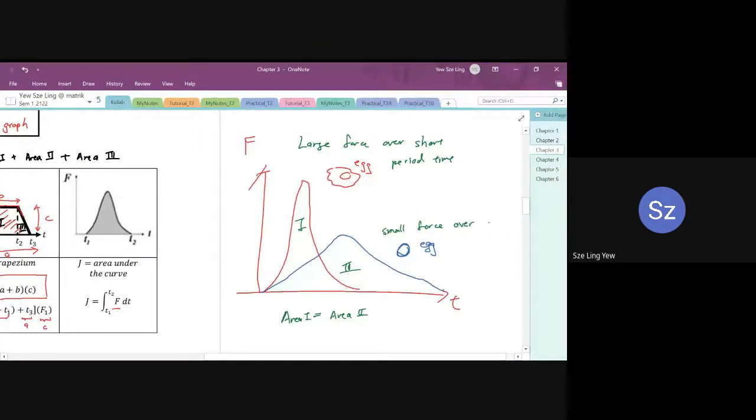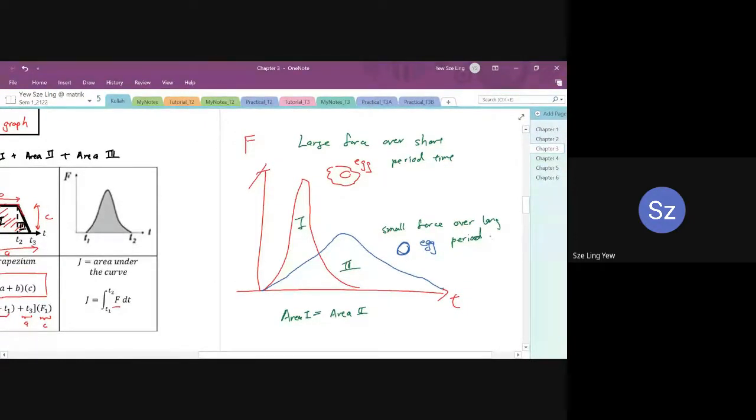Okay, over a long period of time to land on its surface. So for example, now you wrap an egg with bubble wrap. Then that is the case for the second area. So even though you drop it from a certain height, for example, and both eggs land on the ground with the same amount of impulse, but the first one you didn't wrap it, the second one you wrap it with bubble wrap. Okay, then it will give you a different result.